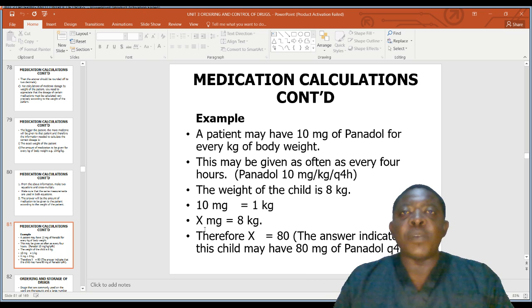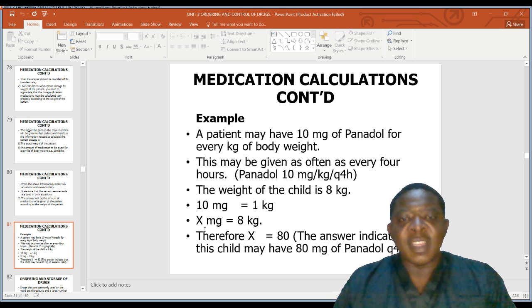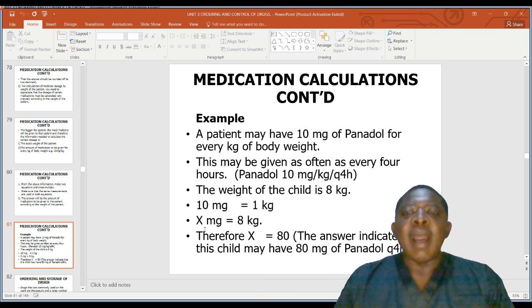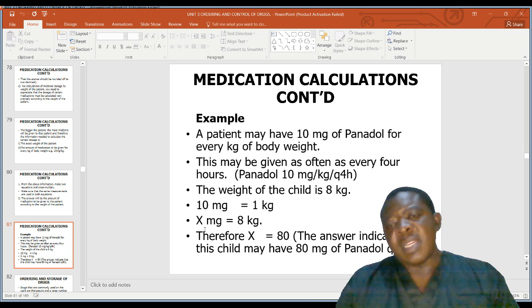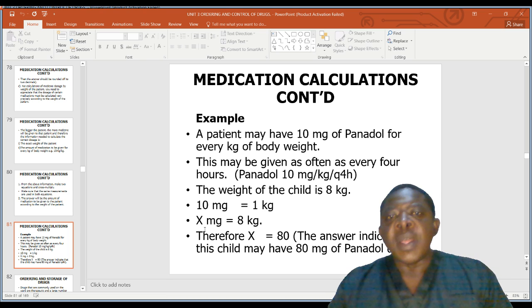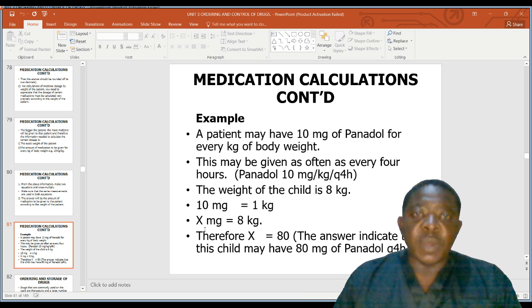If it is 0.4, you have to go to the lower. So you can ask the hospital policy about those decimals, how to deal with them. Okay, so you can work out that example.